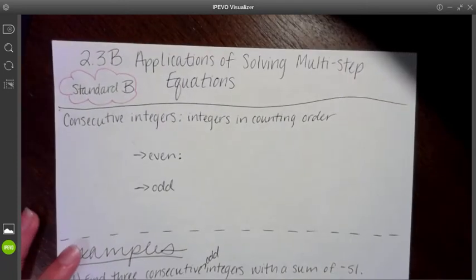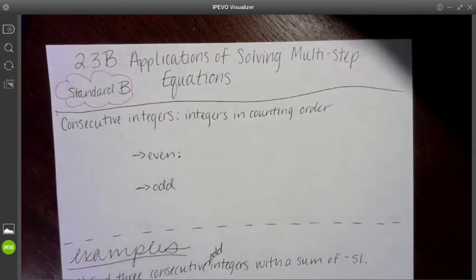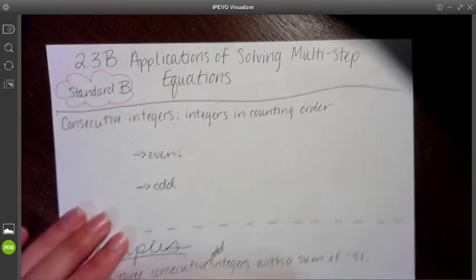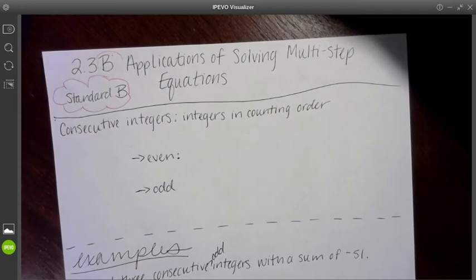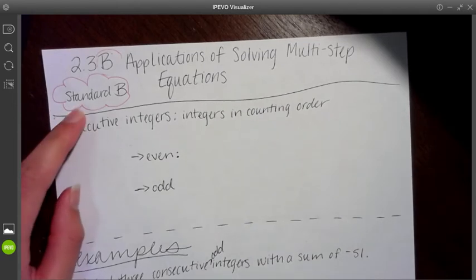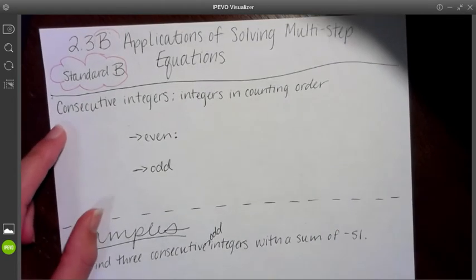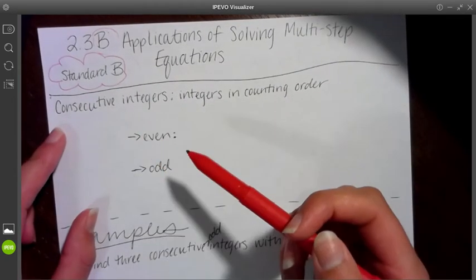Looks like we're focused. Okay, so we're going to talk about 2.3 again, but I'm calling it 2.3b, because we're going to be looking into it further with applications. So how we can use solving multi-step equations in different ways. And we're still working on standard B, just so you know. So we're going to talk about consecutive integers to start.